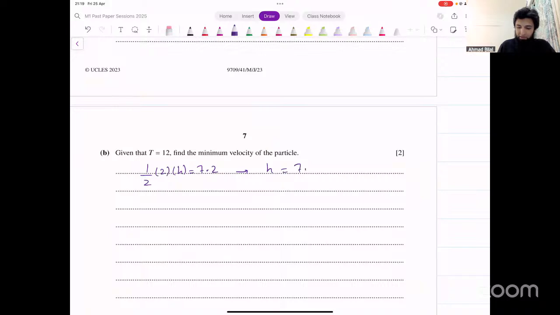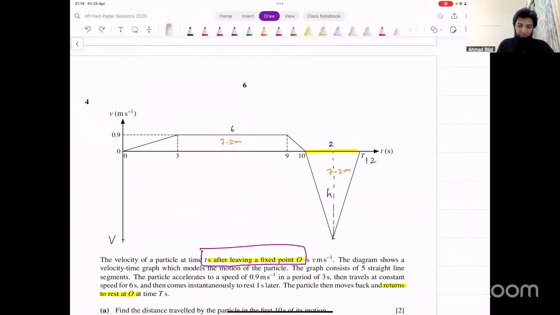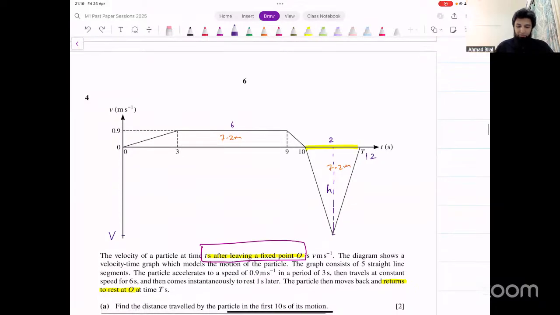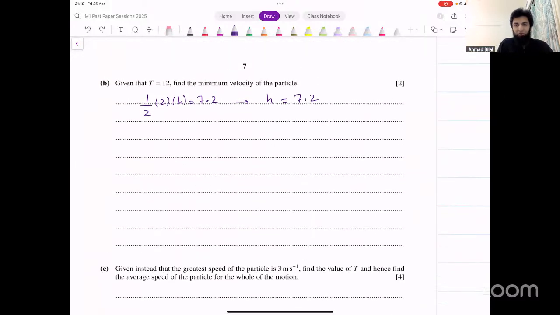They asked us for the velocity. Velocity is a vector quantity. And this is a negative value here. So we are going to write negative 7.2 here. Okay, don't write positive, it's a velocity. If they had asked for speed, we would write 7.2. Velocity is negative there, we'll say v is equal to negative 7.2, and that's your final answer.